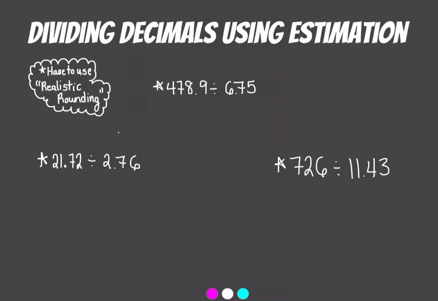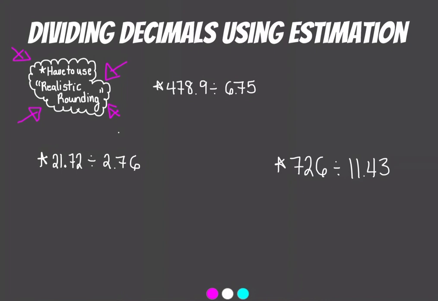Today we're going to talk about dividing decimals using estimation, and we're going to have to use rounding. Usually you're used to rounding something to a specific place value, but today that's not going to work out. It's going to take a little bit more thinking, and we're going to use what I call realistic rounding, making sure your numbers are compatible and then easy to work with.